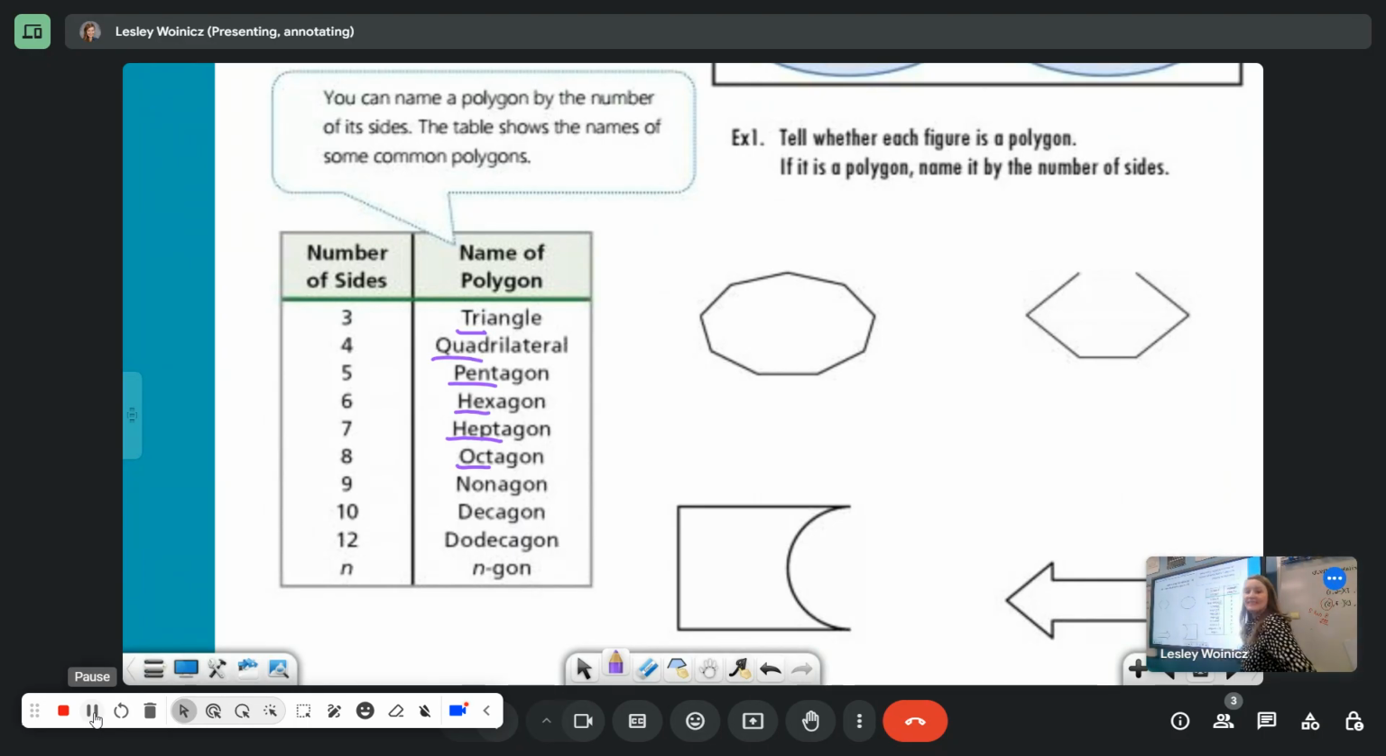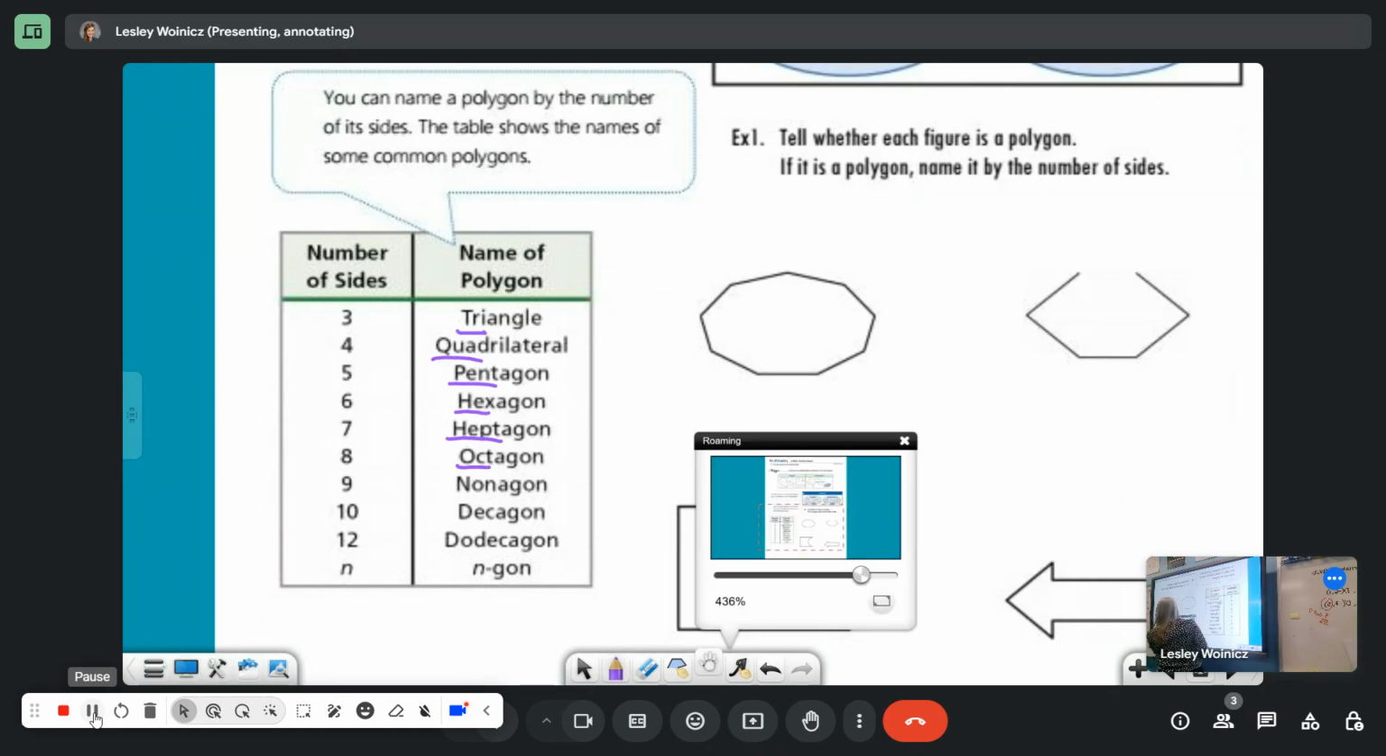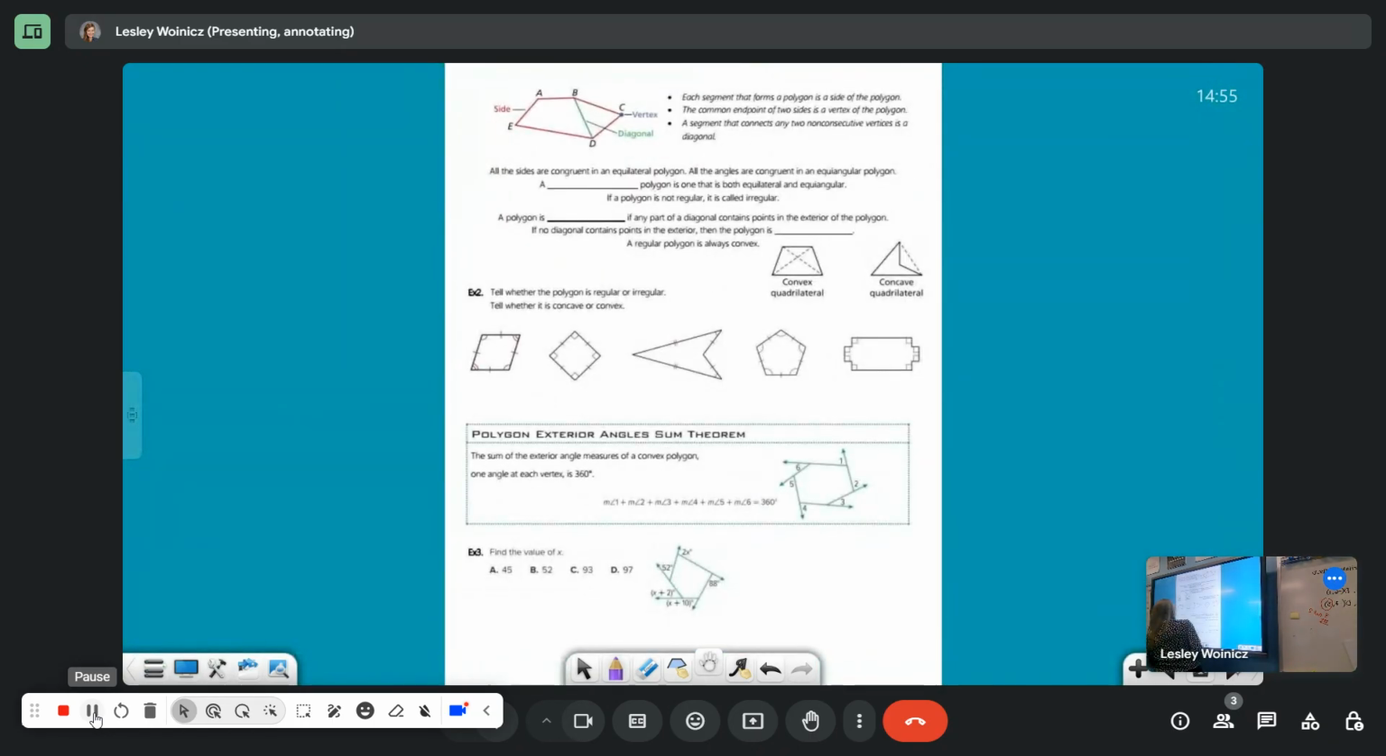Okay, what did you guys say this one was? Okay, yep. That's a nonagon. Is it a polygon? Yes. Okay. What about the second one? Not a polygon. Okay, this guy? Not a polygon. It's got a curved side. What about this bad boy? Heptagon. Yep. Okay. Easy enough.